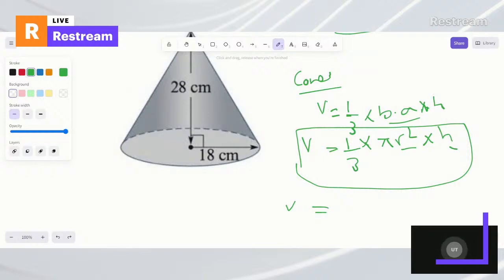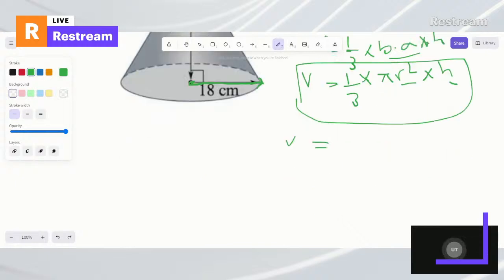Okay, so what's the radius when it comes to this face, this surface? So the radius would be this one, right? Remember the concept of radius. Radius is anything that moves from the center of the circle to the circumference. So this length is going to be called 18. So it's 1 over 3 times pi times 18 squared times height.